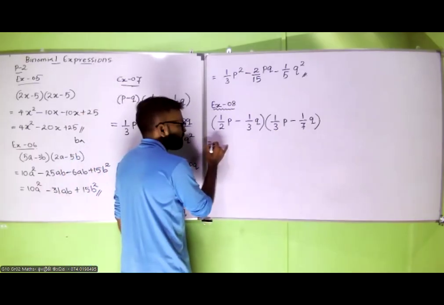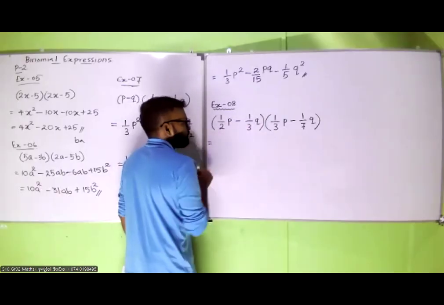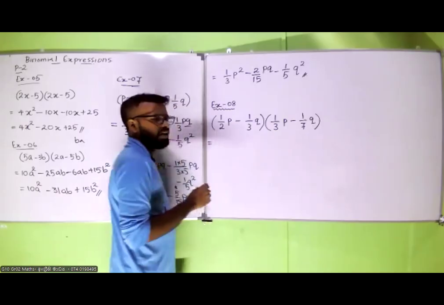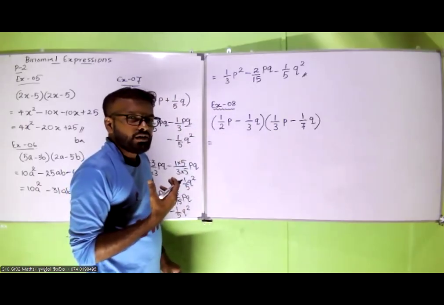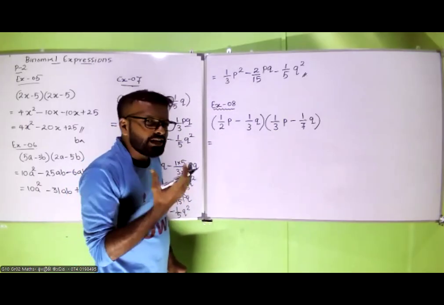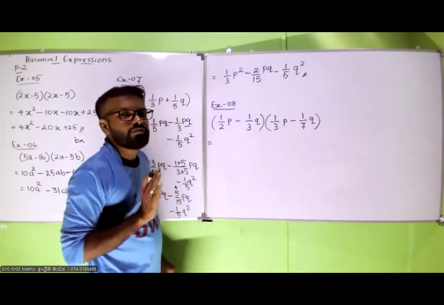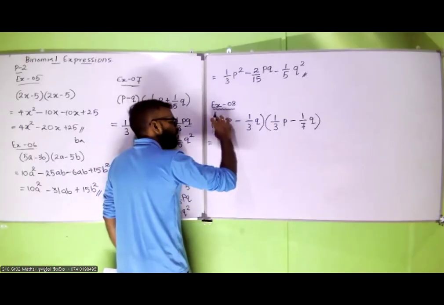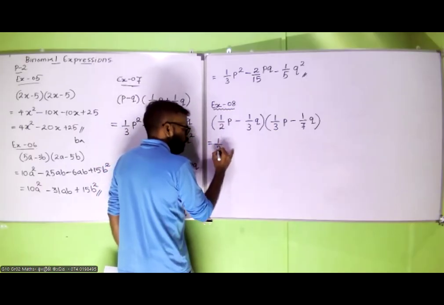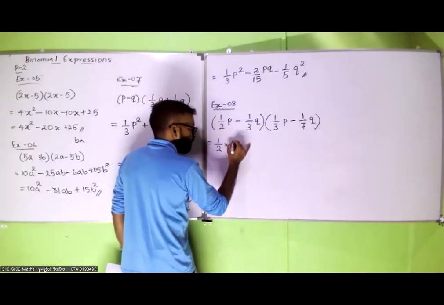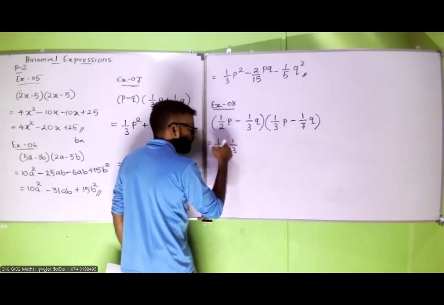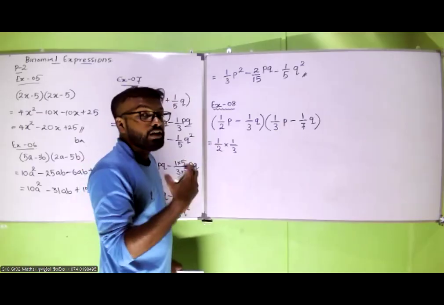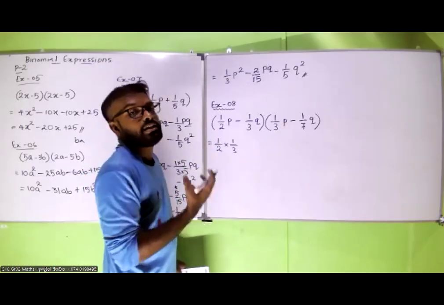Very basic things, positive into positive, positive. 1 upon 2, 1 upon 3. If you feel like you are going to get confused again, use the very basic way. So what is the very basic way? 1 upon 2 multiplied by 1 upon 3. Still you are in grade 10 at the beginning.